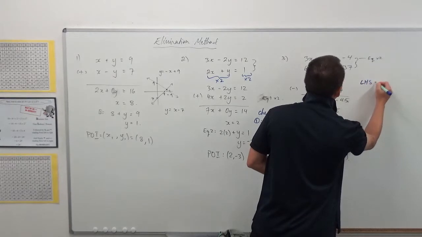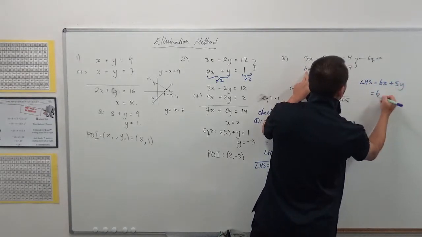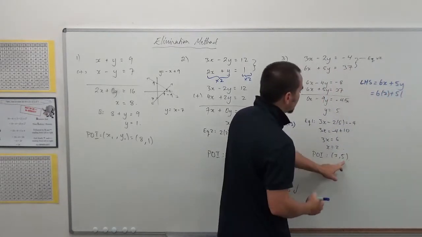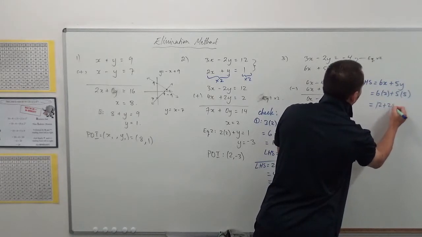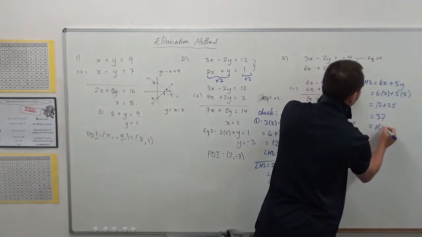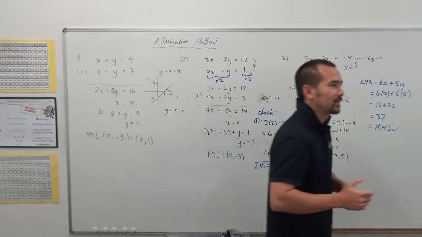Alright, here we go. Left-hand side is equal to 6x plus 5y. X was 2. Y was 5. And that makes 12 plus 25, which comes to 37. Excellent, did it right. Okay. Your turn.